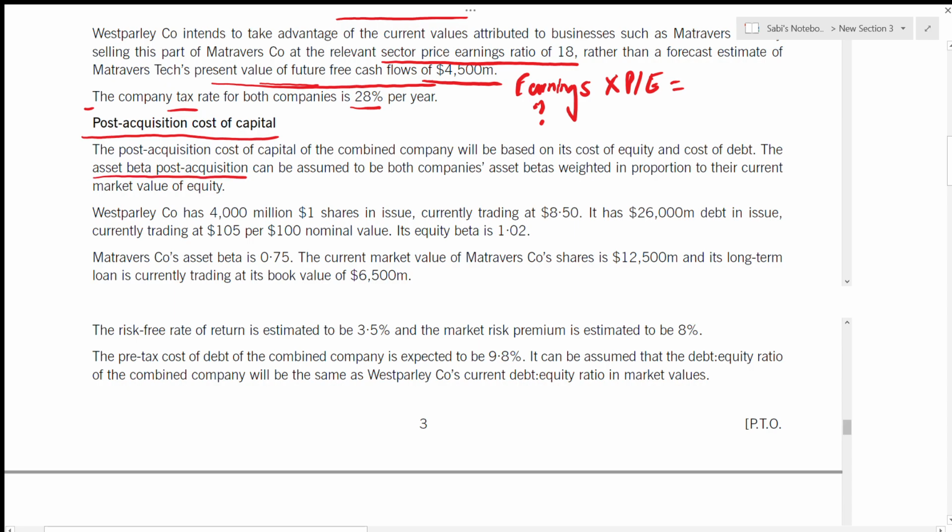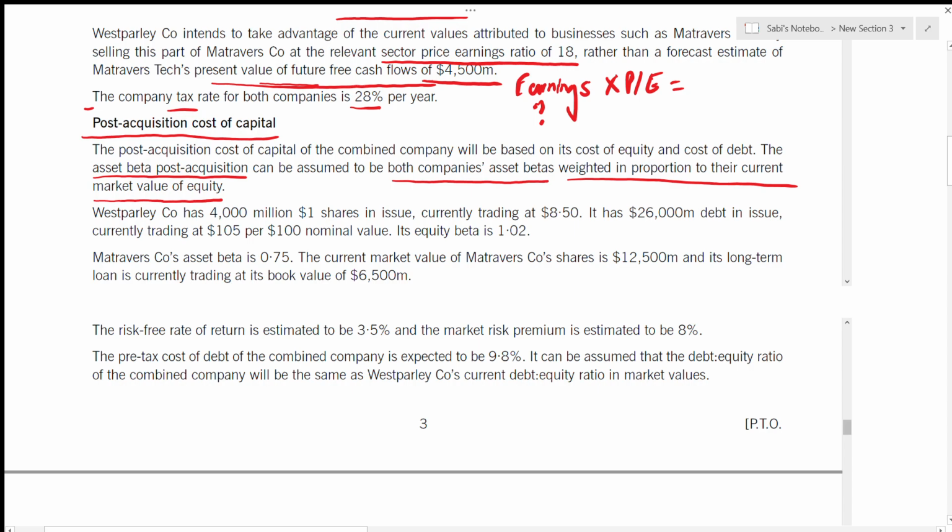What is the asset beta post-acquisition? After acquisition, what is the asset beta? So the asset beta can be assumed, it is an assumption, to be both companies' asset betas weighted in proportion to their current market value of equity. So this is how you have to use the assumption they are giving. The asset beta of the combined company is the asset beta weighted in proportion to their market value of equity of both the companies.